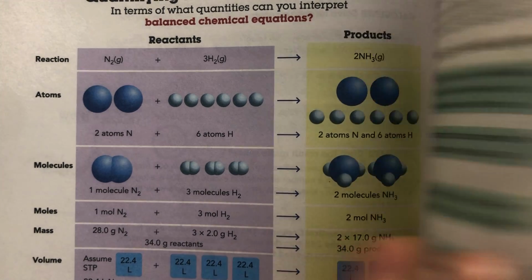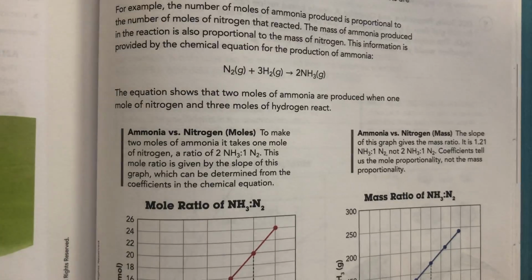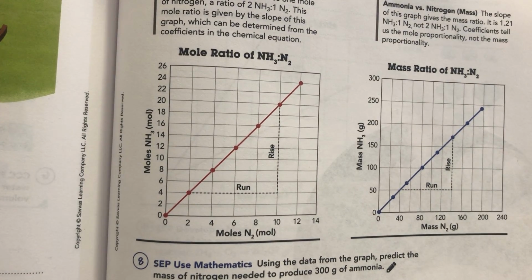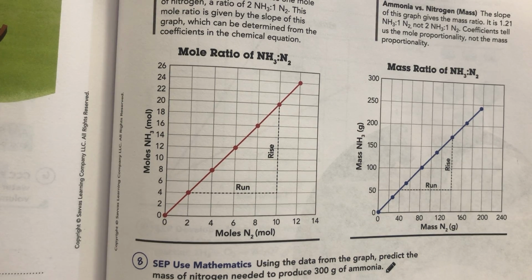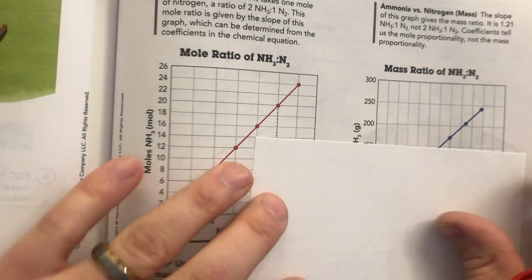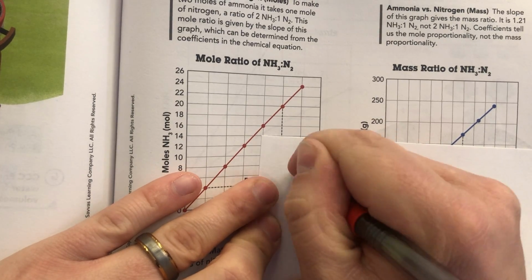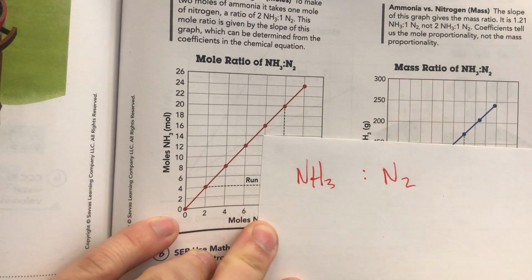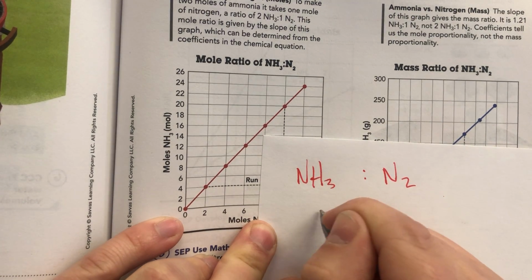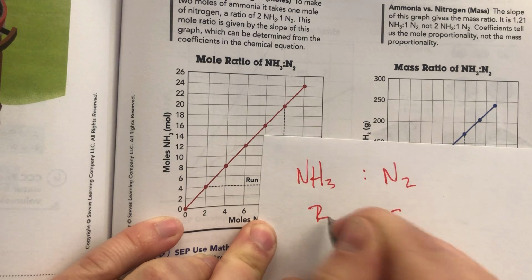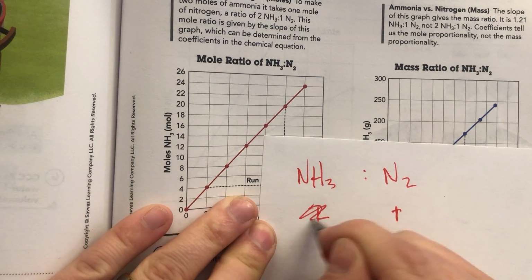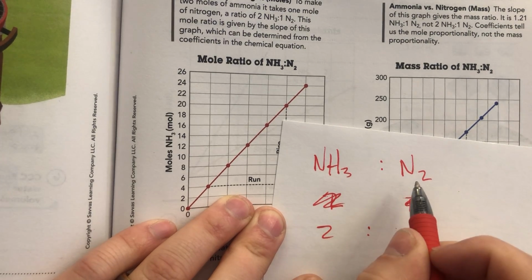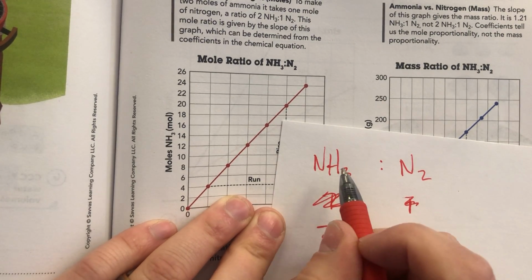Okay, so let's go back and let's put it on a graph and let's examine it. Okay, so let me grab a card here and let's draw this out. So NH3, oops, sorry, I wrote the H first. So NH3 to nitrogen is a 2 to 1 ratio. I'm mixing them up. Let me scratch these out. It's a 2 to 1 ratio of nitrogen to ammonia.